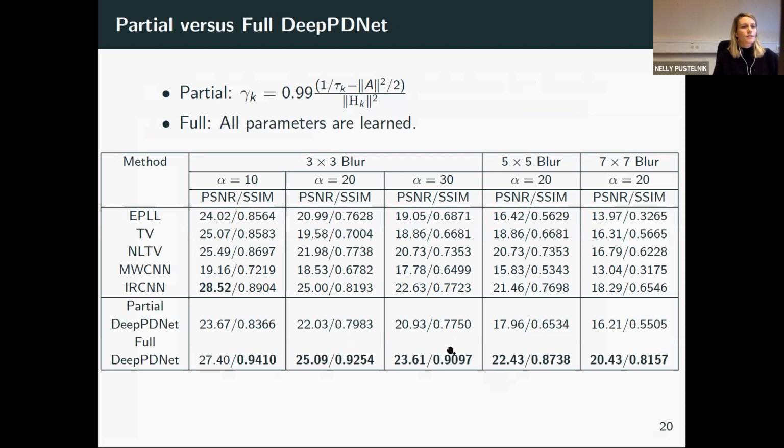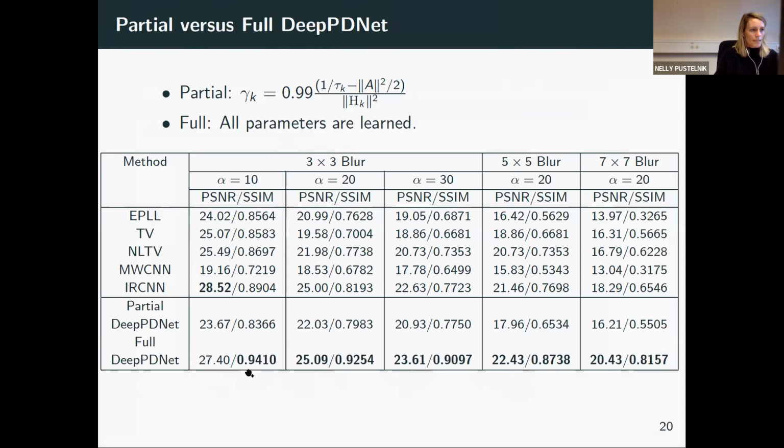And here are more quantitative results comparing the state-of-the-art method and the proposed network on the MNIST dataset for different kinds of blur and different kinds of noise. Most of the time on MNIST, we outperform the state-of-the-art method.